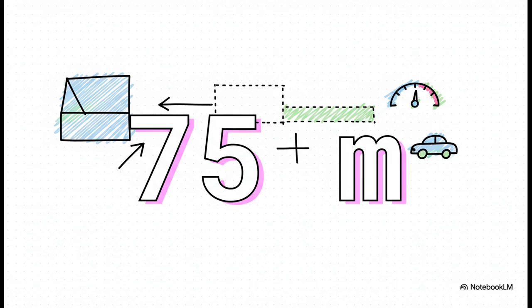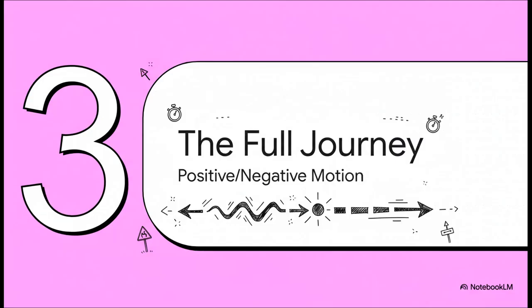So what's the total? 50 plus 25? We get a total displacement of 75 meters. See? The area method works perfectly, even with acceleration. All right, things are about to get even more interesting.